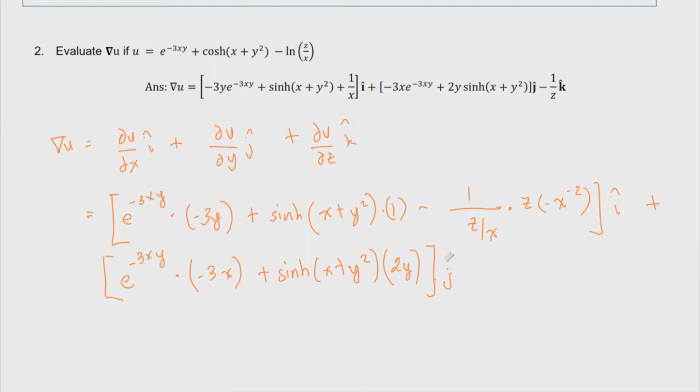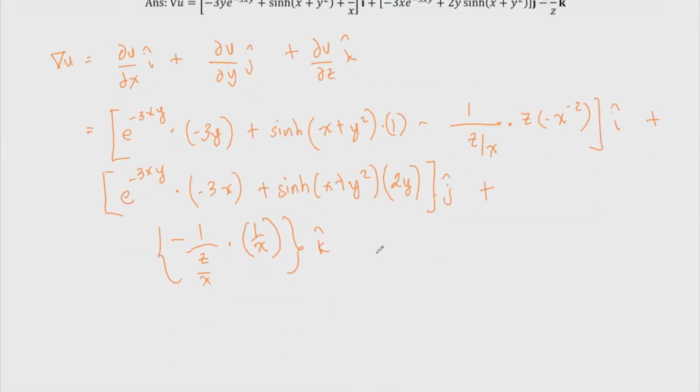So that's j hat, and then we add the last one, that's for z. So the only z that we can see here is this one actually. So we have negative 1 over z over x, and then we multiply this with the derivative of z, taking x as our constant. So with that, that's 1, and then that will be 1 over x. Okay, so with this, we multiply this with k hat. Okay, so with this, we can now simplify for the gradient of u.